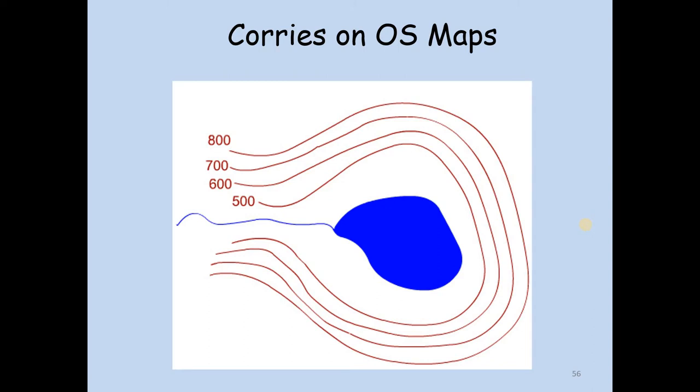Okay, right, so we also last day looked at corries on OS maps, so you should all have this diagram. And as you can see here, you're looking for a bowl shape with the contour lines, a bowl shape, or sometimes called a horseshoe shape. And very often you've got your tarn or corrie loch there in the middle as well.